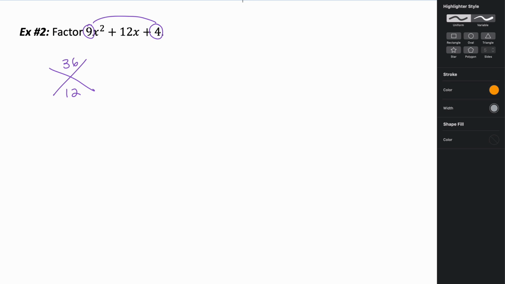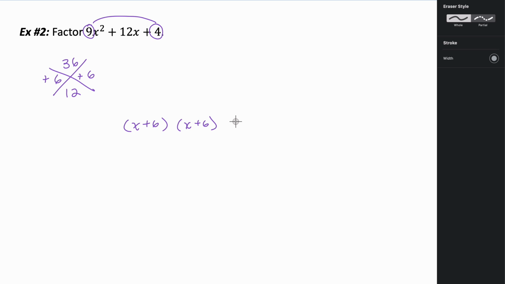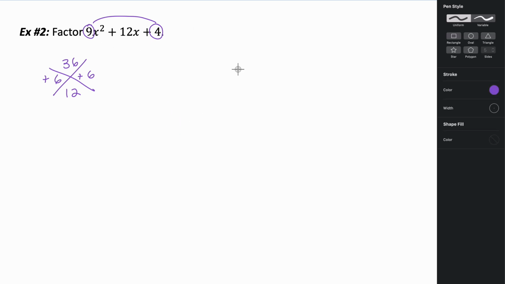Now the back sign is positive and the front sign is positive, so both of these are going to be positive. And what are numbers that multiply to be 36 and add to be 12? Well, 6 and 6, so it's the same number in both of these. Now we cannot jump to the shortcut saying x plus 6 and x plus 6, because this does not multiply out to be this. So we have to go through and factor this by grouping. So we're going to rewrite this and factor by grouping. So it's going to be 9x squared plus 6x plus 6x plus 4.